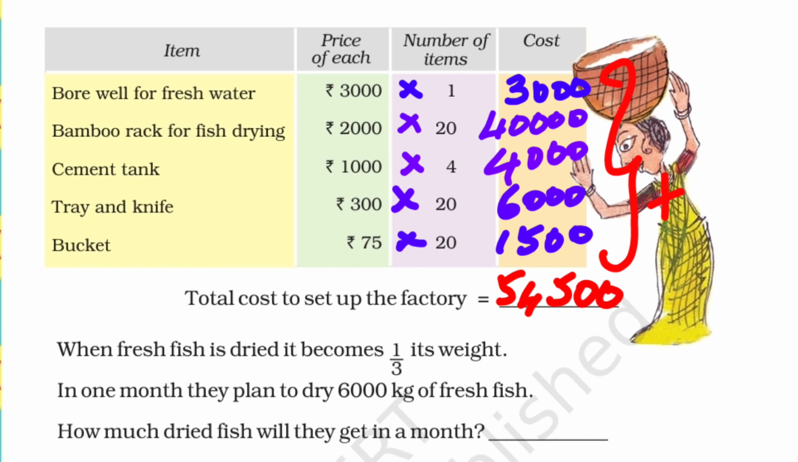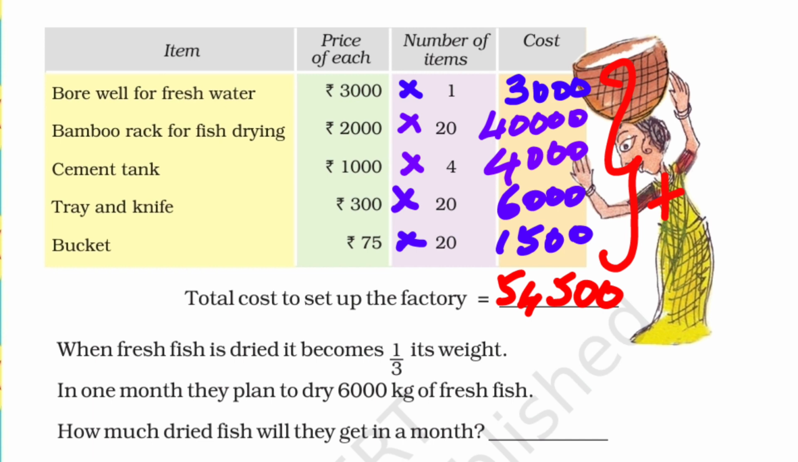When fish dries, it becomes one third its weight. So it becomes one third its weight. The weight would get reduced. In 1 month, they plan to dry 6,000 kg of fresh fish. So how much dry fish will they get in each month?